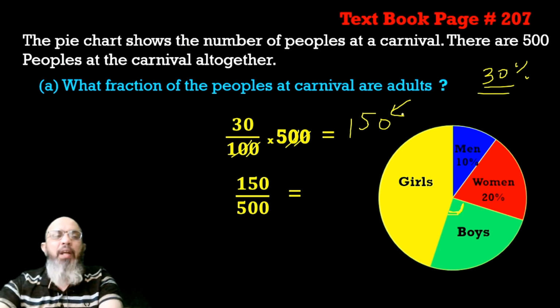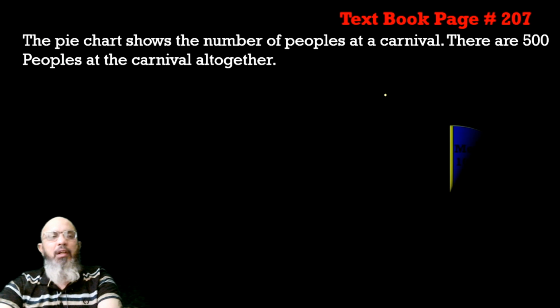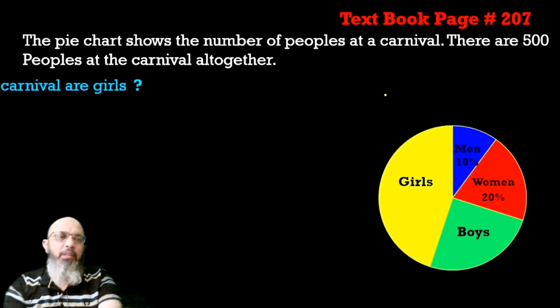We have to find the fraction of people at the carnival who are adults. So 150 over 500, you can simplify, leave your answer in the simplest form. This 0 cuts with 0, at the table of 5, 5 3s are 15 and 5 10s are 50. So 3 by 10 in fraction form is the answer for the people at the carnival who are adults, right? So come to the next question, that is the B part. Same question. So what is the B part?